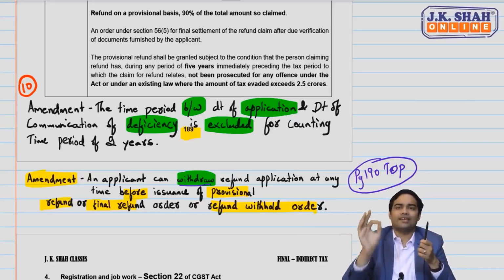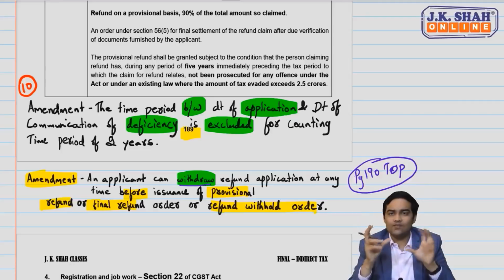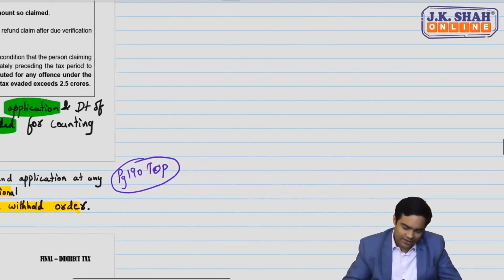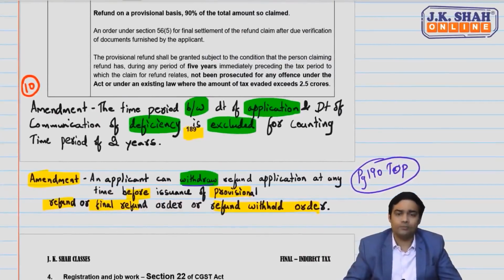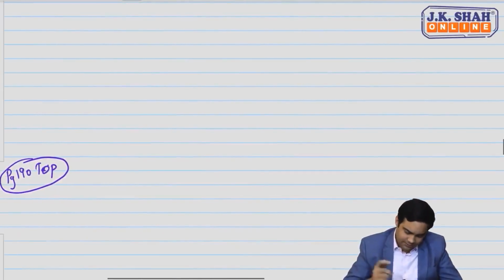Second amendment is the time period spent between the date of application and date of receiving deficiency memo will be excluded for counting 2 years. This is for borderline cases. Let me give you an example. You can make a note of this here, but now listen to this.